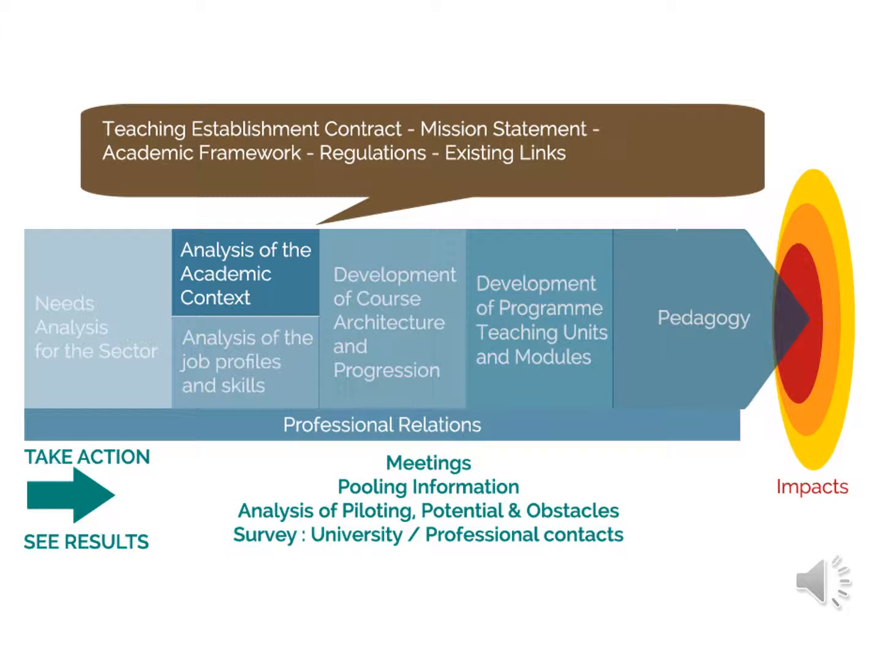In order to achieve all this, meetings must be programmed with teams of directors. Information on regulations must be pooled. The piloting of the project must be planned to avoid any obstacles that could prevent implementation. Also, a survey must be carried out to provide data on university professional interactions. This step will be described in the third and fourth sequences of this teaching unit.